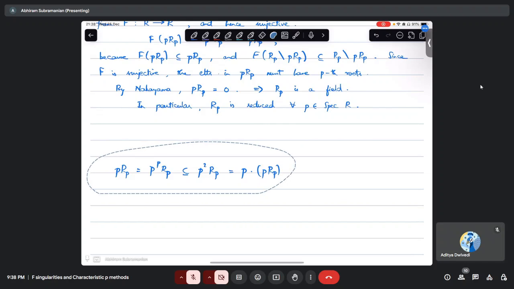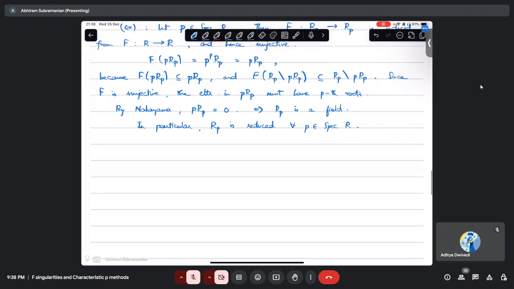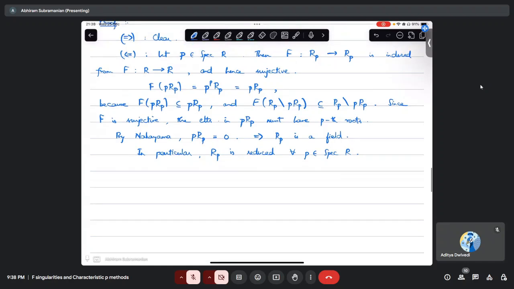In particular, because now we have that RP is a field, RP must be reduced for all P in Spec R. And what do we know about the reduced property? Hence, R is reduced, because reducedness is a local property. And this implies F is injective.